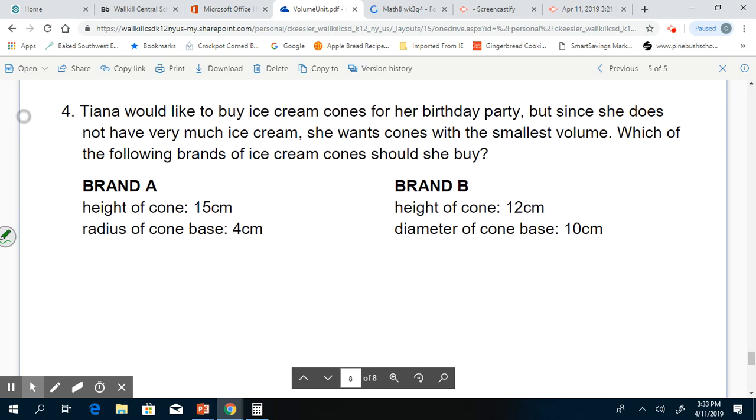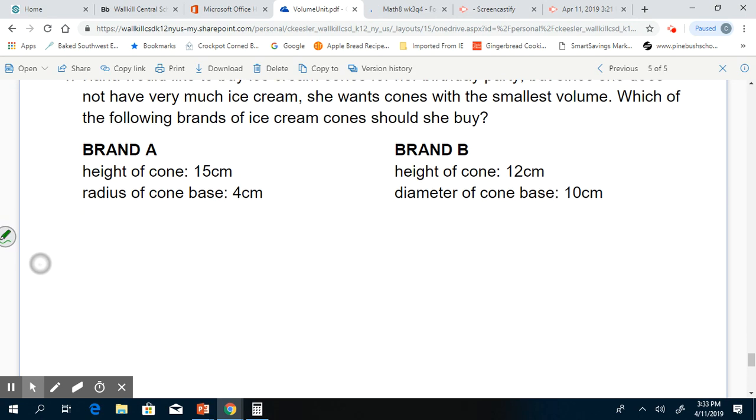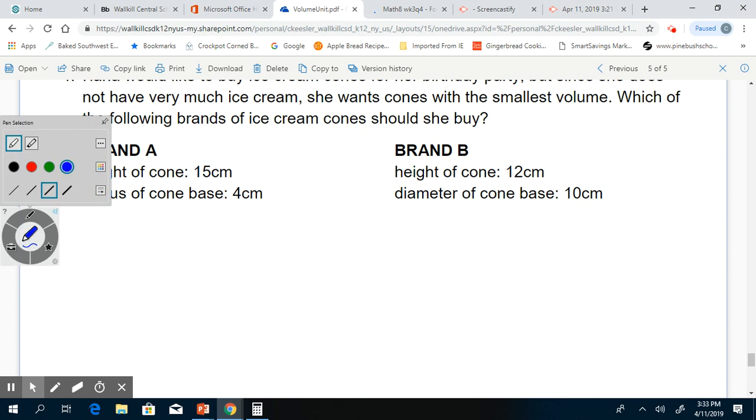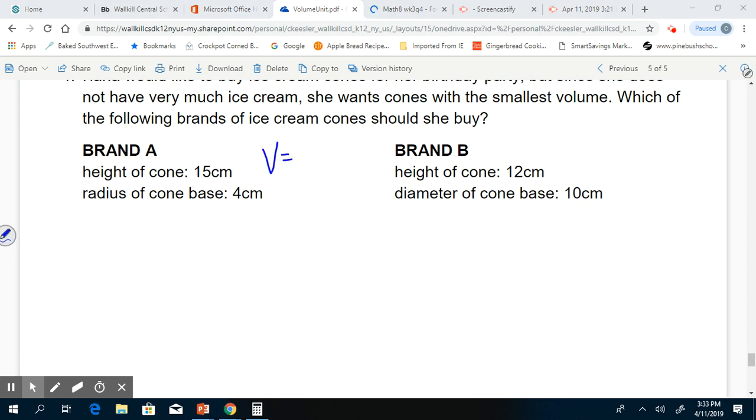Okay, so number four. Tiana would like to buy ice cream cones for her birthday party, but since she does not have very much ice cream, she wants cones with the smallest volume. Which of the following brand of ice cream cones should she buy? So it's a cone. We have to make sure we remember the volume of a cone. So that formula is volume equals 1/3 pi r squared h. And we're going to go through and find each of those volumes.